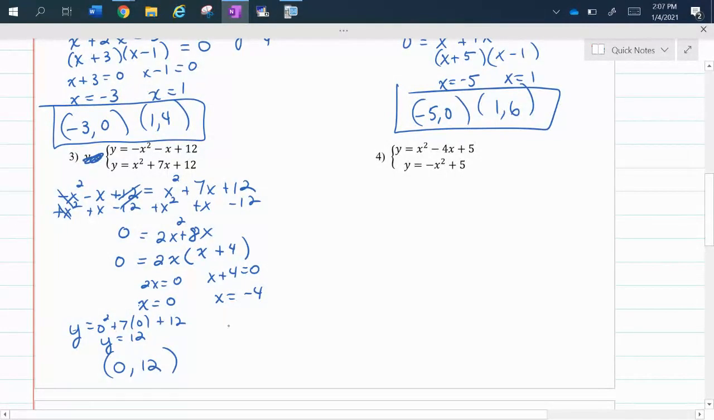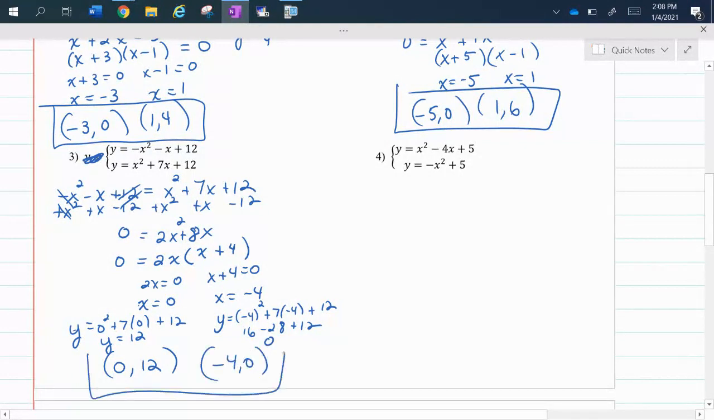Then I'm going to plug negative 4 into the same equation. So negative 4 squared plus 7 times negative 4 plus 12. So that's 16 minus 28 plus 12. 16 minus 28 is negative 12, and negative 12 plus 12 is 0. So we get negative 4, 0. Perfect. Nice. So we always like it when we don't have to use the quadratic formula.